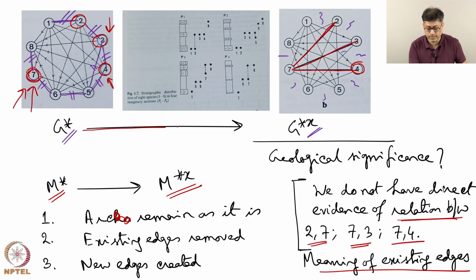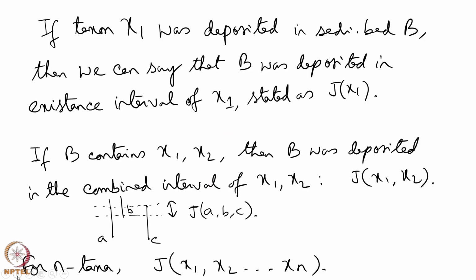Now, over this transformation my question to you will be, what can be the geological significance? We will look at some other definitions. If taxon X1 was deposited in sedimentary bed B, then we can say that B was deposited in the existence interval. This is the term stated as the Jx1.